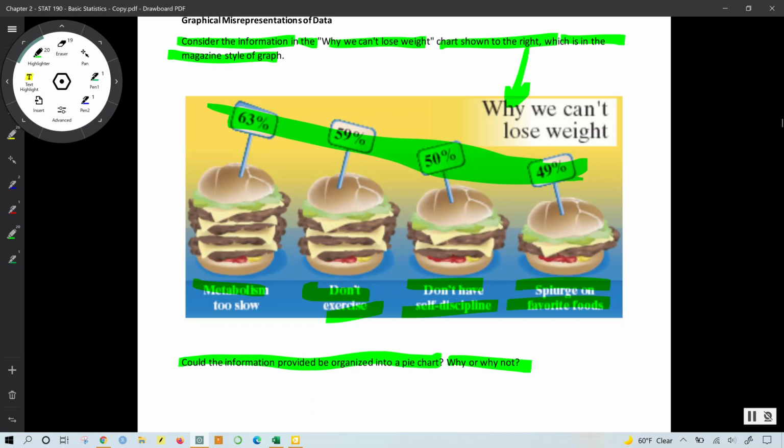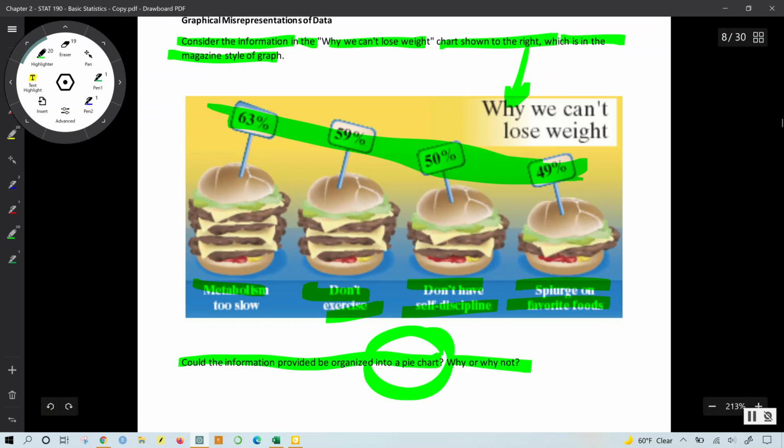That is true. So this immediately tells us something, that this is not data that can be organized into a pie chart, because it does not show the total 100% of all respondents being broken down into the pieces. So in this case, we can accurately say that this information cannot be organized into a pie chart because all the percentages do not add up to a whole 100%.